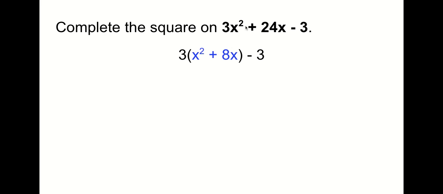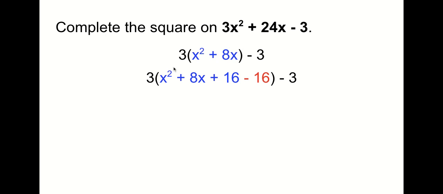So what I'm going to do is factor out that 3. But I'm only going to factor it out of the x squared and the 24x, because those are the only two pieces I need to complete the square. So why bother with the minus 3? I'll just carry it along for the ride. All right, now we do our completing the square. Take half of 8, which is 4, and squared is 16. So in order to get a perfect square, I'll need to add a 16 and subtract a 16, right? So again, we add that clever 0.